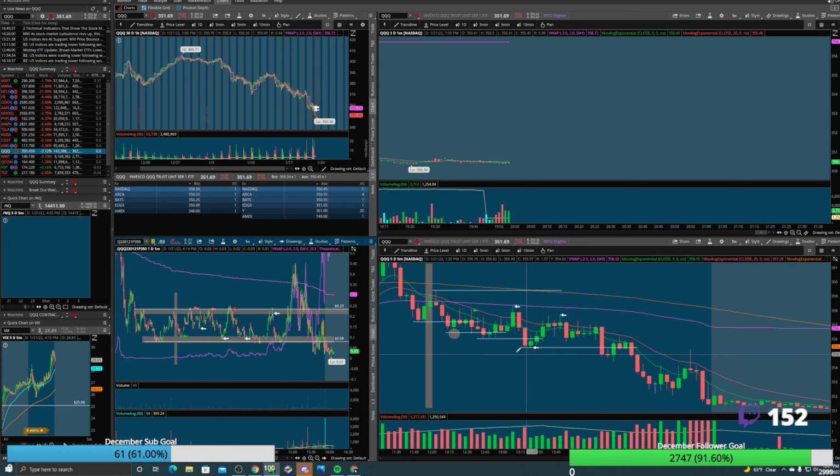The same demand zone. We are much lower from where we started, but we're selling the contracts in the same area.